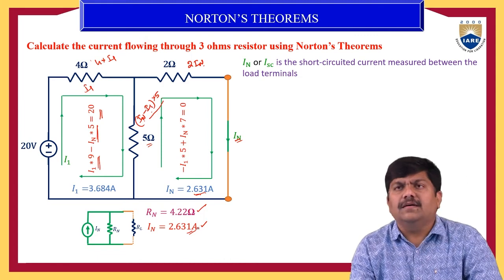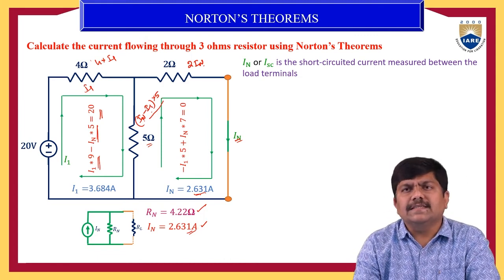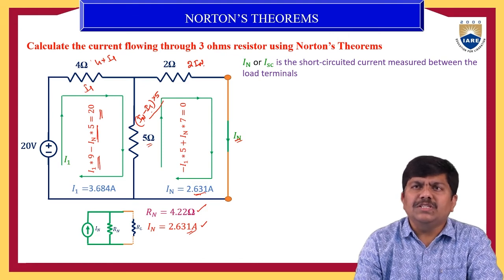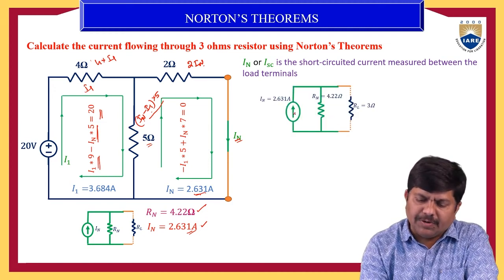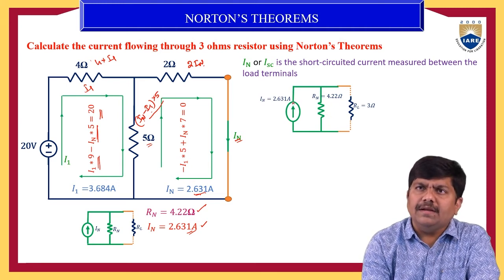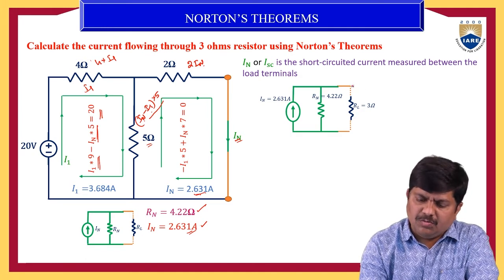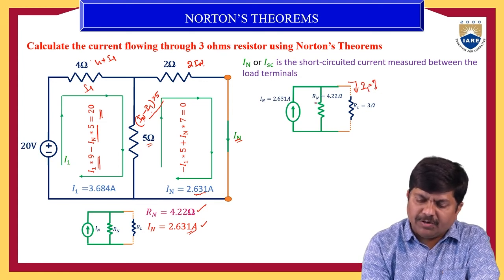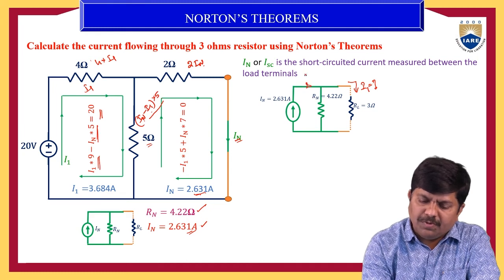After getting Norton's equivalent resistance and Norton's equivalent current source, we represent these values in the equivalent circuit. The equivalent circuit has the IN current source of 2.631 amps, the RN of 4.22 ohms, and this is the load. What is our interest now? It is the current through the load, let it be I1. So how can we find this? Let us assume this IN current is the total current IT.